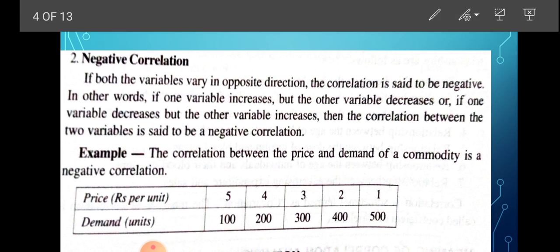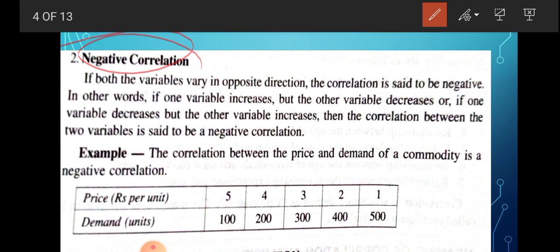Now next is negative correlation. As the name suggests, what is negative? If both variables vary in opposite directions, the correlation is said to be negative. Like one is increasing, the other is decreasing. One is decreasing, the other is increasing, then it is known as negative correlation.